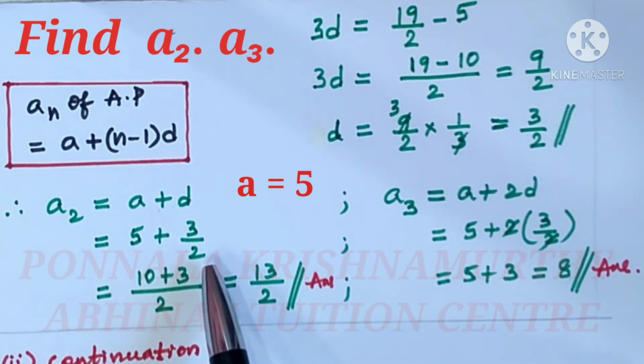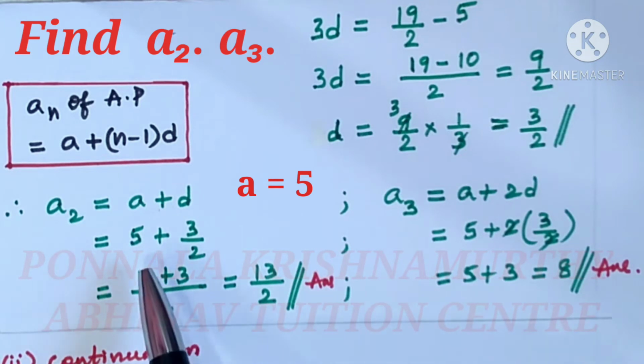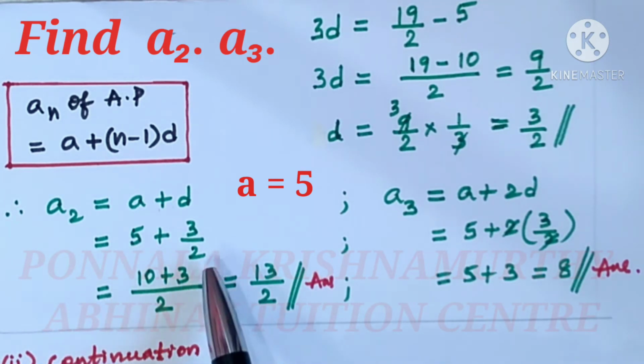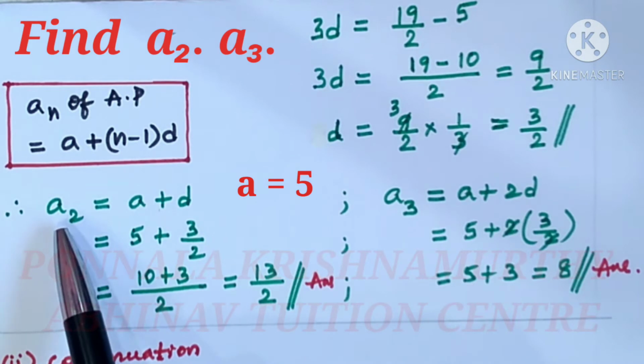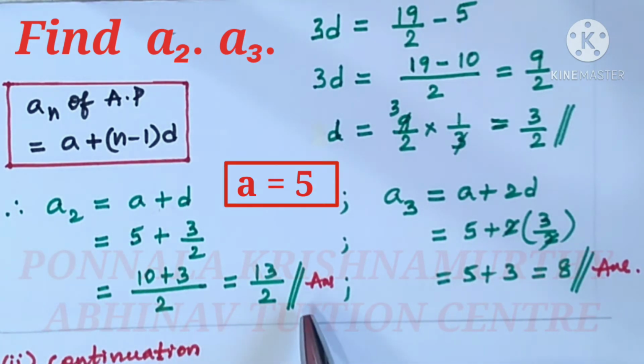So LCM for 1 and 2 is 2. 2 by 1 is 2, that 2 into 5 is 10, plus 2 by 2 is 1, that 1 into 3 is 3. Now this becomes 13 by 2. Therefore a2 equal to 13 by 2, answer.